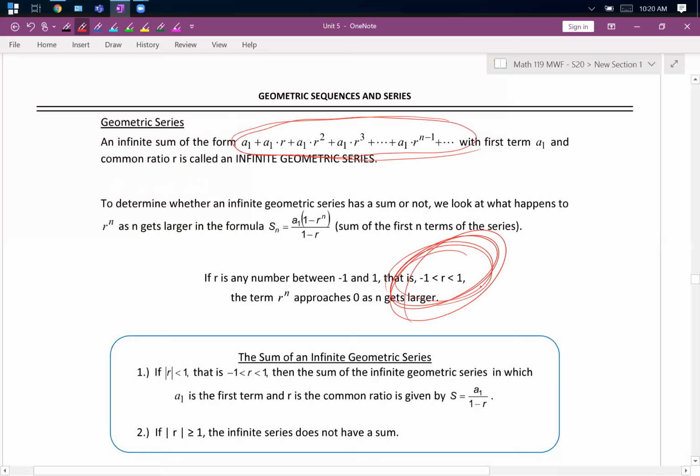It could be positive, it could be negative, so that every time we multiply by that common ratio, our number is getting smaller and smaller. If our number just kept getting bigger, then we wouldn't be able to get a definite sum, because it's just going to add up to infinity, since I'm adding larger and larger numbers together. Does that kind of make sense?